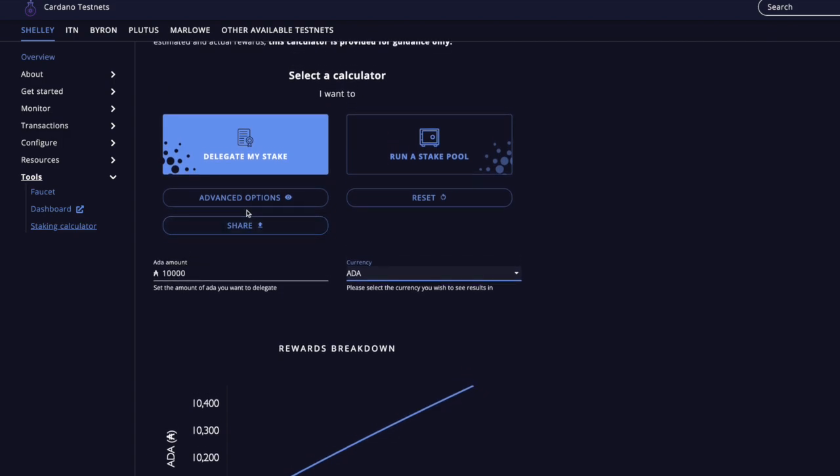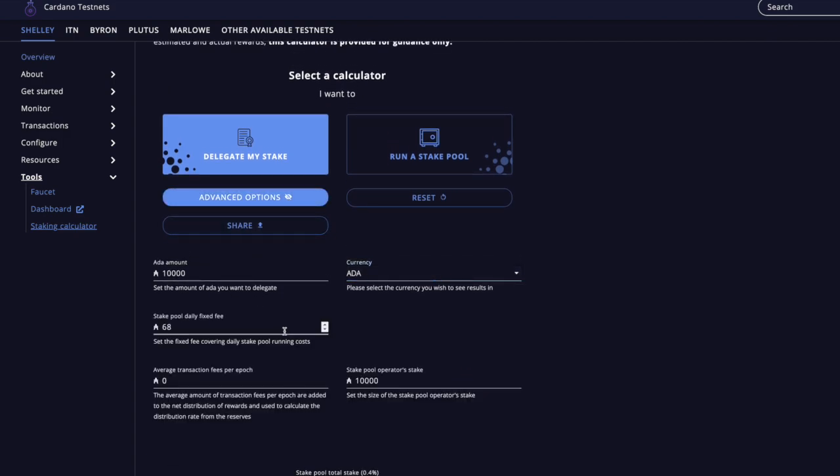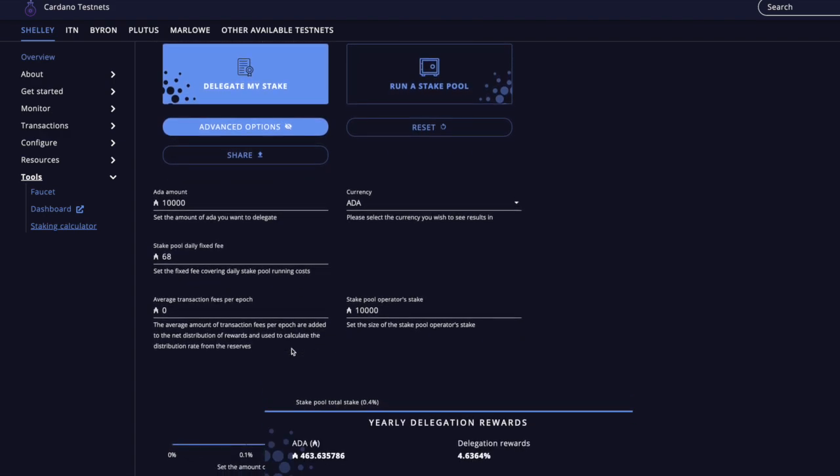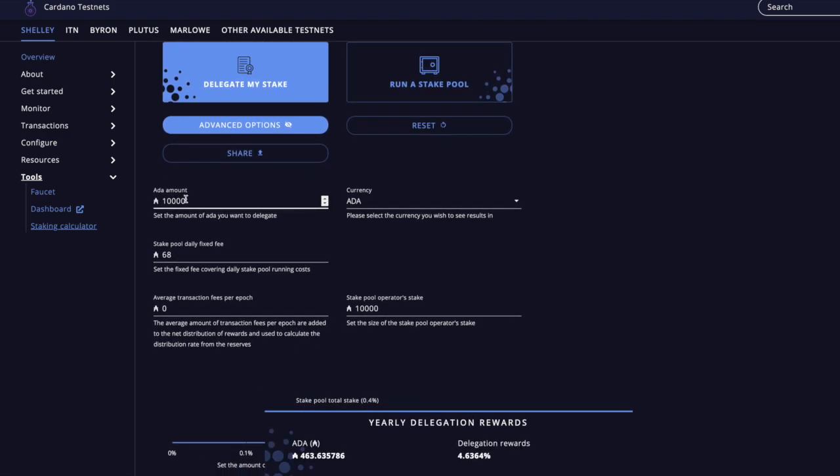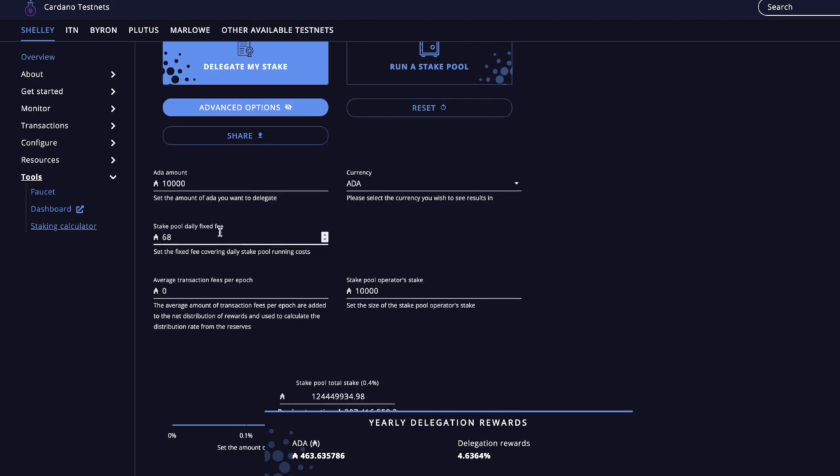I wanted to choose some advanced options. So what we can see, we've got a few more numbers to take a look at. The amount in ADA, we'll keep that the same, say maybe about 10,000 ADA. You can also choose the currency that you'd like to display the results in. In this instance here, we can also see the stake pool daily fixed fee.